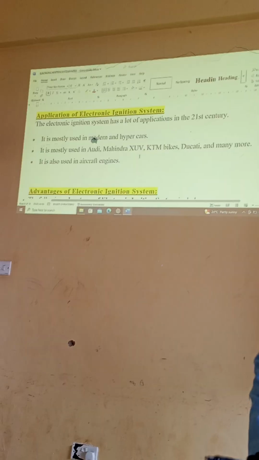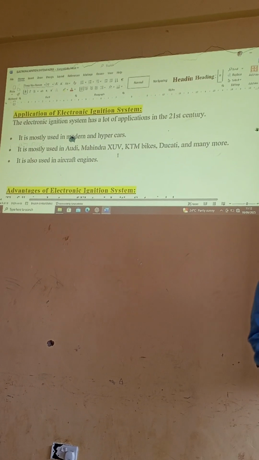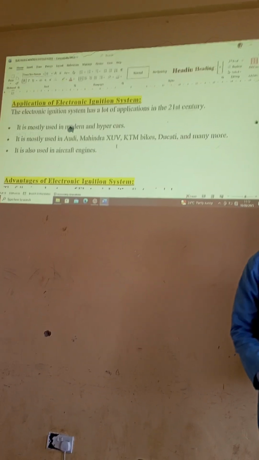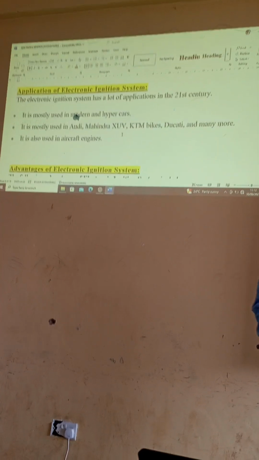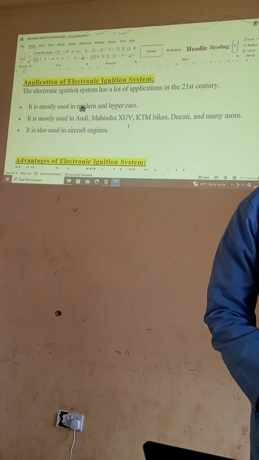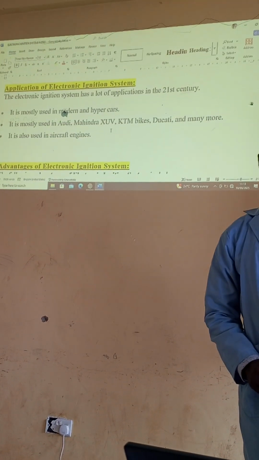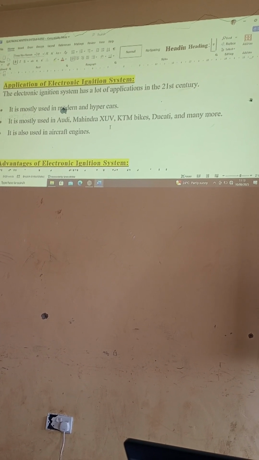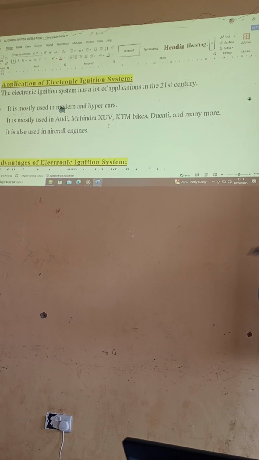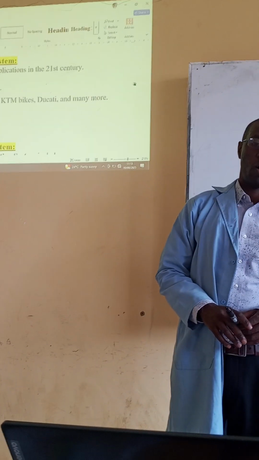So what are some of the applications where this one is used? They are used mostly on modern vehicles, hypercars, and rally cars. Examples are the Audi, the Mahindra XUVs and the rest. We also have what is used on air cars. When you are in the technology world, you have to learn about all this.